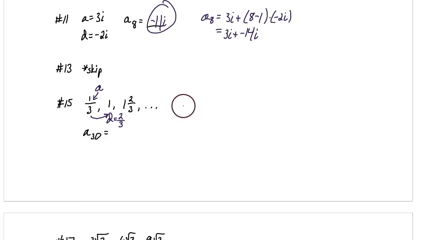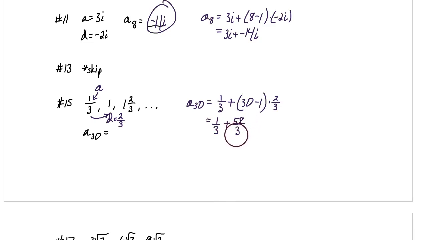So if we want to find the 30th term, a sub 30 is equal to the first term, which is 1/3, plus 30 minus 1 times the value of d, which is 2/3. 30 minus 1 is 29. 29 times 2/3 makes 58/3. And then adding these together, we get 59/3.